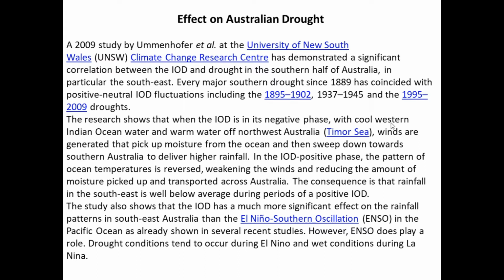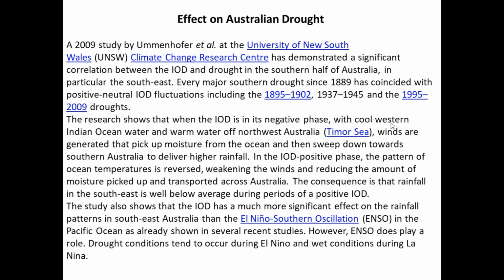The research shows that when the IOD is in its negative phase with cool western Indian Ocean water and warm water off northwest Australia, the Timor Sea, winds are generated to pick up moisture from the ocean and then sweep down towards southern Australia to deliver higher rainfall. In the IOD positive phase, the pattern of ocean temperatures is reversed, weakening the winds, reducing the amount of moisture picked up and transported across Australia. The consequence is that rainfall in the southeast is well below average during periods of a positive IOD.